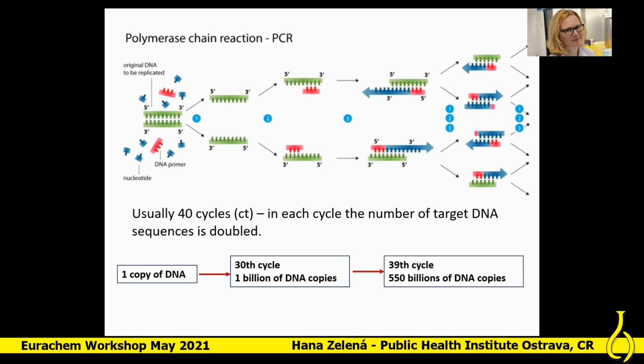DNA is doubled, which means that when we have only one single copy of DNA in the beginning of the reaction, then at cycle 30, we have 1 billion DNA copies, and at cycle 39, we have 550 billion DNA copies. So here you can see the extreme multiplication of only one copy of DNA which is present in the beginning, and the extreme sensitivity of this method.